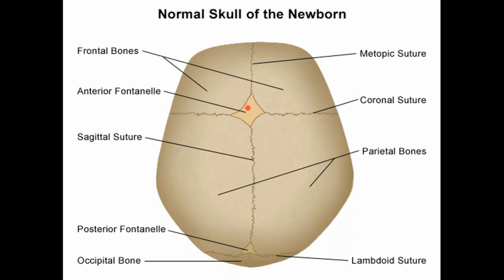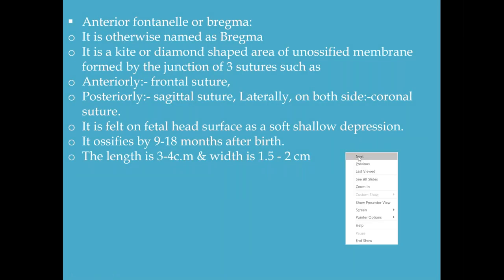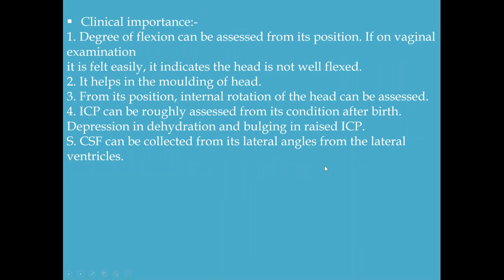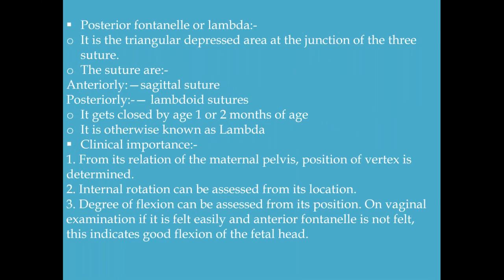These are the important things about the anterior fontanelle and its clinical importance. What is the clinical importance of the anterior fontanelle? The degree of flexion can be assessed from its position. If it is felt easily on vaginal examination, it indicates the head is not well flexed. It helps in assessing molding and internal rotation of the head. The posterior fontanelle also closes by 1 or 2 months of age.